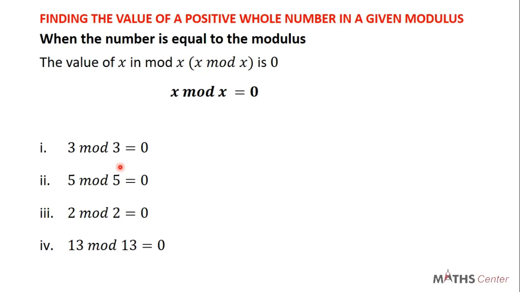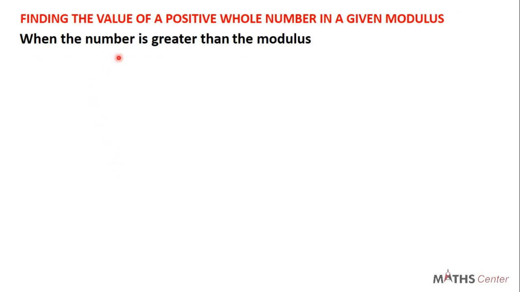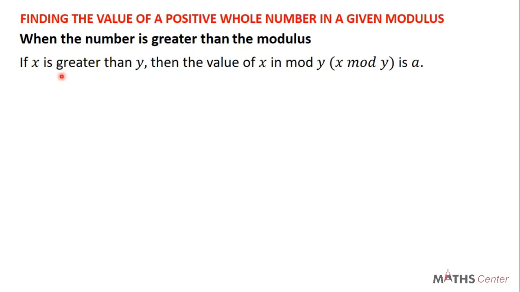The third condition is when the number is greater than the modulus. When the number is greater than the modulus. We have considered when the number is less than the modulus and when the number is equal to the modulus. We are now going to consider when the number is greater than the modulus.